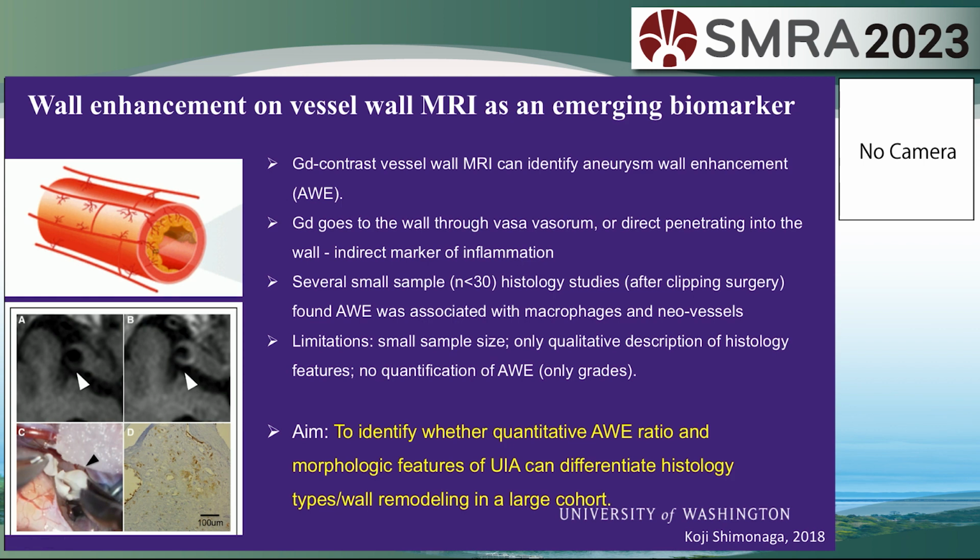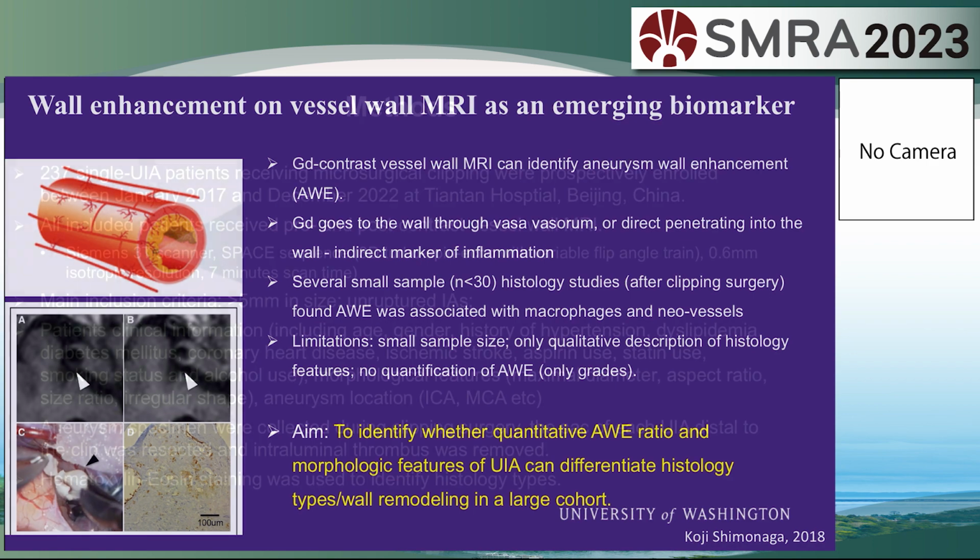There are several small sample studies using clip surgery specimens that found it is associated with macrophages and neovessels. However, there are several limitations of the previous studies. The sample size is very small, there is only a qualitative description of histology features, and there is no quantification of the wall enhancement. So the aim of our study is to identify whether quantitative wall enhancement ratio and morphological features can differentiate histological types or wall remodeling in a large cohort.